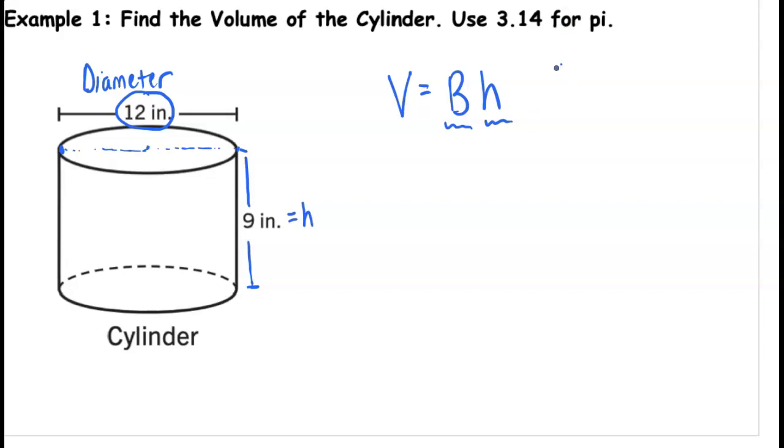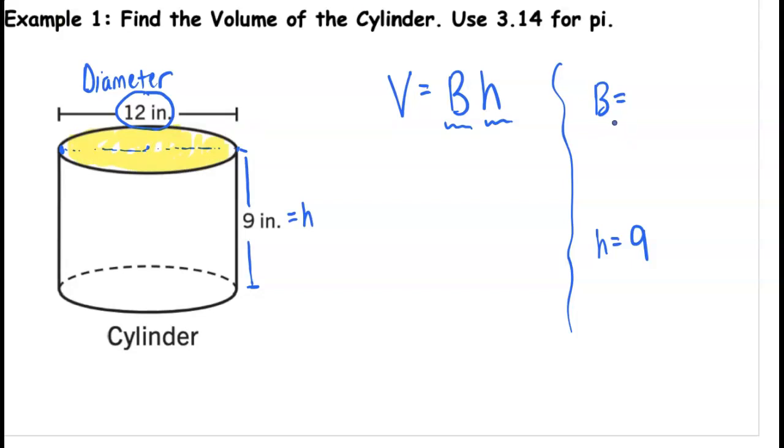So I'm going to go ahead and find them over here on the side. B equals, and then H equals. So I know that H equals 9. That was given to me. Area of the base was not given to me. Now remember, area of the base is the area of this circular base right here. So I'm going to shade in the base. I need to go ahead and find the area of that base right there.